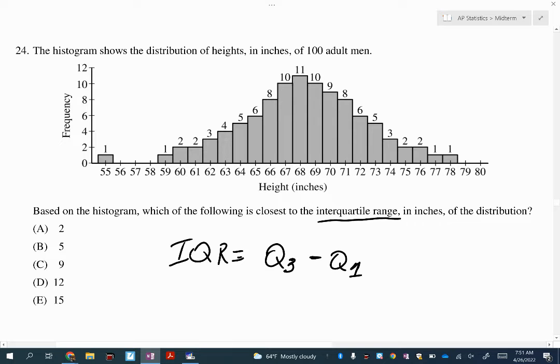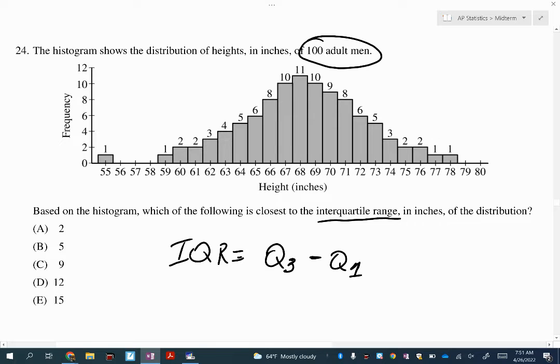Now, they did you a favor here. The sample size is 100 men, right? The reason that's doing you a favor is because you're looking at quartile 1 being the 25th data value and quartile 3 being the 75th data value. So you can literally just count.